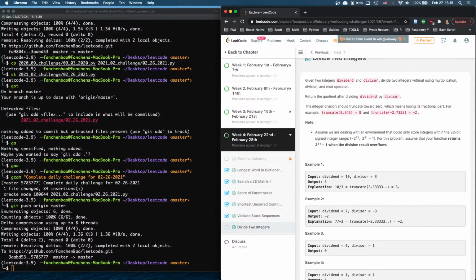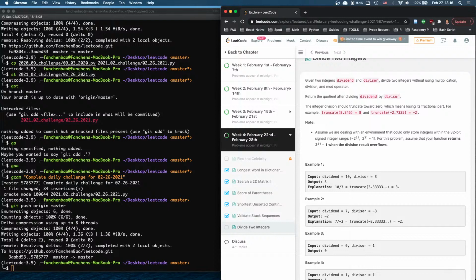So we have a 10. We have to divide it by 3, which is minus 3. We count one time, and then we minus 3 again. So just count how many times we can do the minus. But this is pretty slow. So what we can do is we minus 3, and the next time we can minus 6. So we put 2. Next time we minus 12, and then we blow up. So we know the answer is 3.